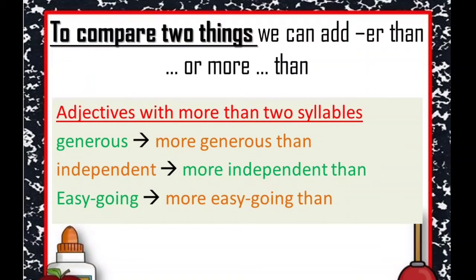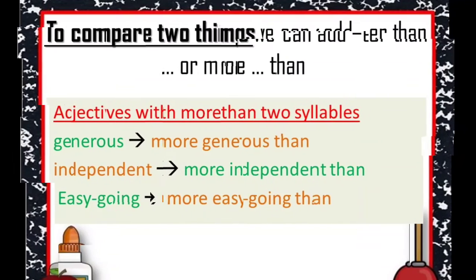The last, if the adjectives have more than two syllables, what you have to do is put more followed by the adjective, followed by than. For example, generous becomes more generous than, independent becomes more independent than, easygoing becomes more easygoing than.